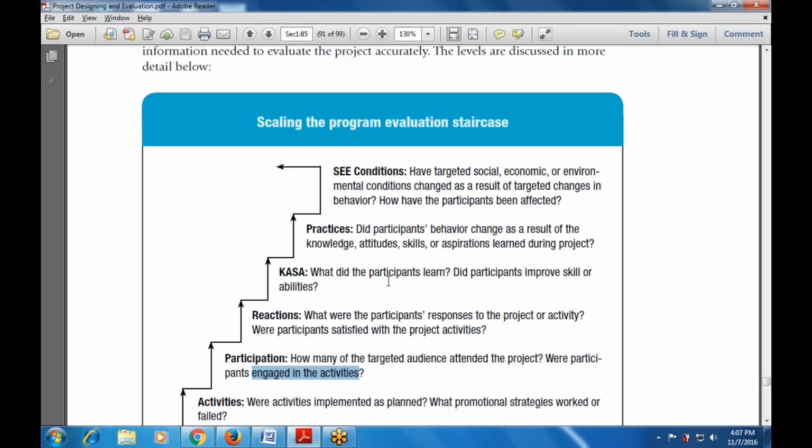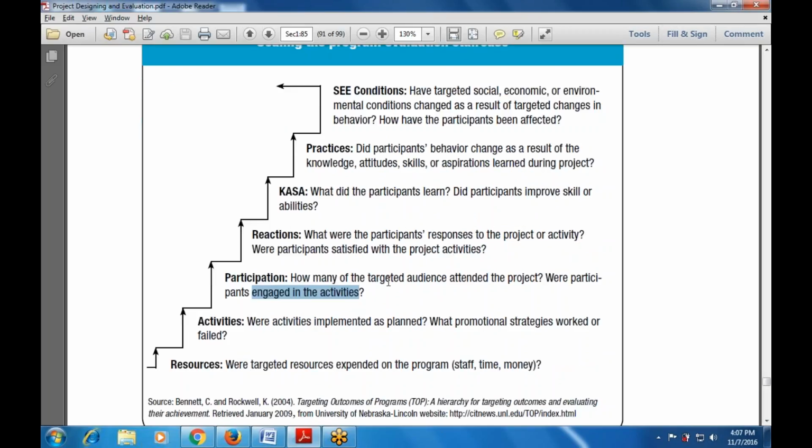Did the participants engage in the activity? Were the activities implemented as planned? What promotional strategies worked or failed? So what are the various strategies that worked or failed, that is activities. Then resources: were the targeted resources expended on the program, that is staff, time, money, with the various comments and concerns.